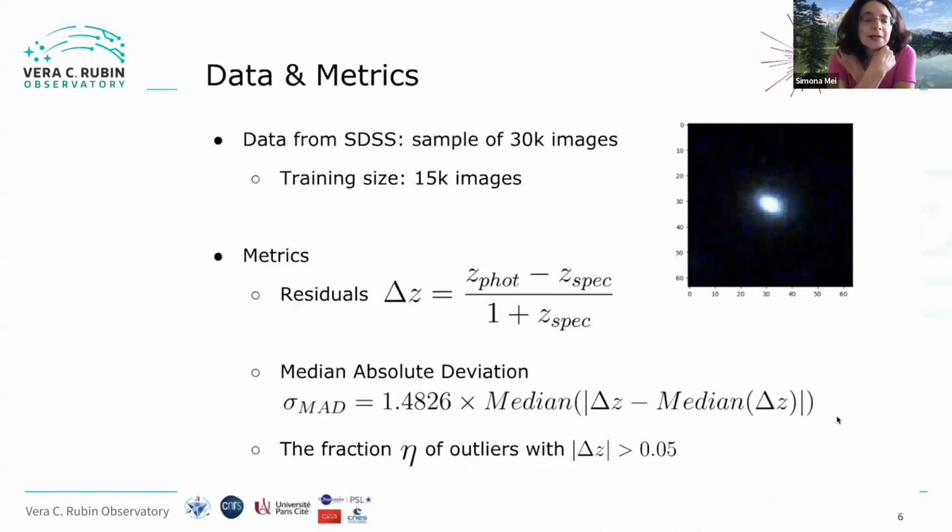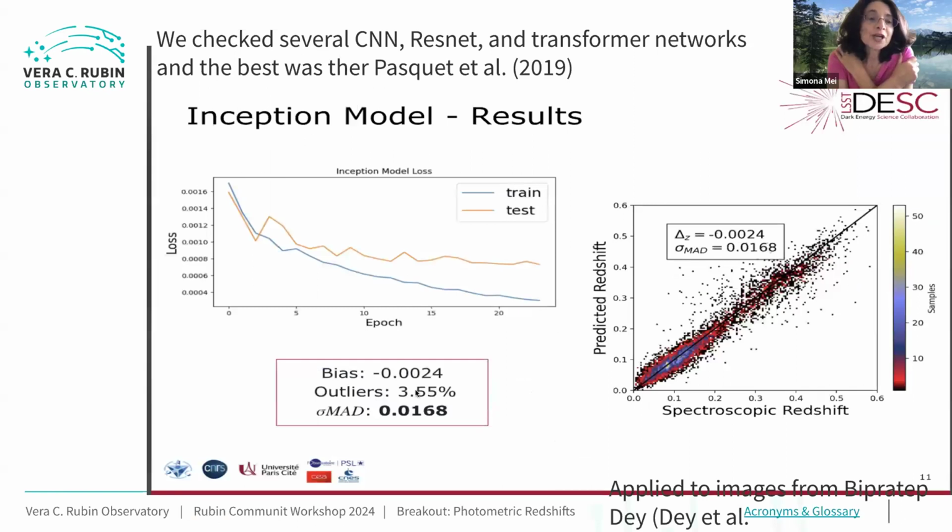Next slide. So we use as data a sample of 30,000 images from SDSS, with 15,000 for the training sample and 15,000 for validation. As metrics, we use the usual metrics: the residual, the median absolute deviation, and the fraction of outliers. Next slide. We checked several CNN, ResNet, and Transformer networks, and the best was always the Pasquet et al. 2019. And you can find our analysis in the PCW 2023, where I've shown more of these tests.